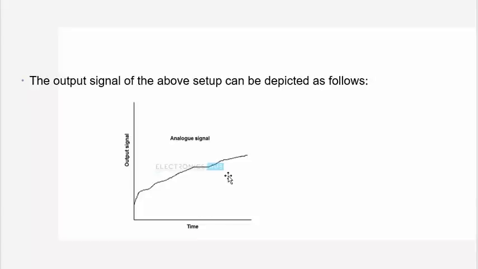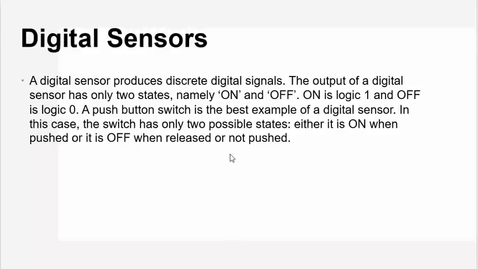Now, analog sensors generally require an external power supply and amplification of some form to produce appropriate output signals. Op-amps are very useful in providing amplification and filtering. Now, aside from analog sensors, we also have what we call digital sensors. A digital sensor produces discrete digital signals. The output of a digital sensor has only two states, namely on and off. On is logic 1 and off is logic 0. A push button switch is the best example of a digital sensor. In this case, the switch has only two possible states: either it is on when pushed, or it is off when released or not pushed.